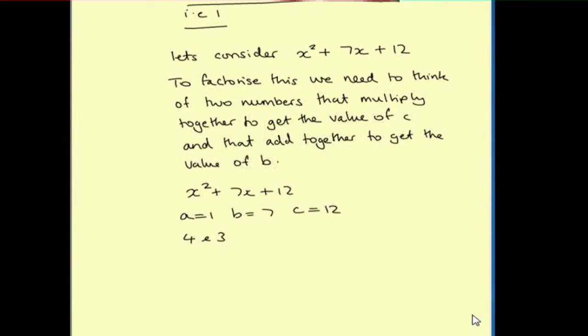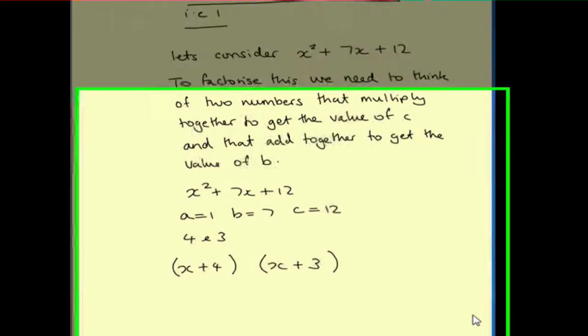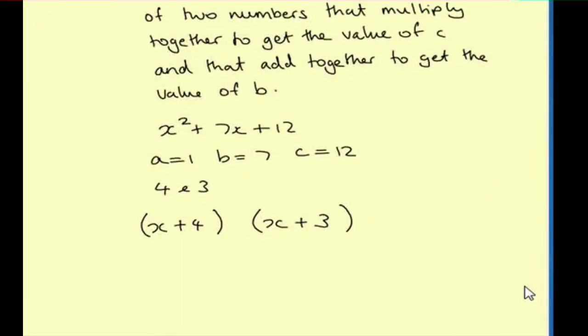Now what we do, we construct two brackets, put x in each bracket with one number in one bracket and the other number in the other bracket. Now it doesn't matter which order you put the numbers in, so you could put the 4 in the second bracket and the 3 in the first bracket, it doesn't really matter.